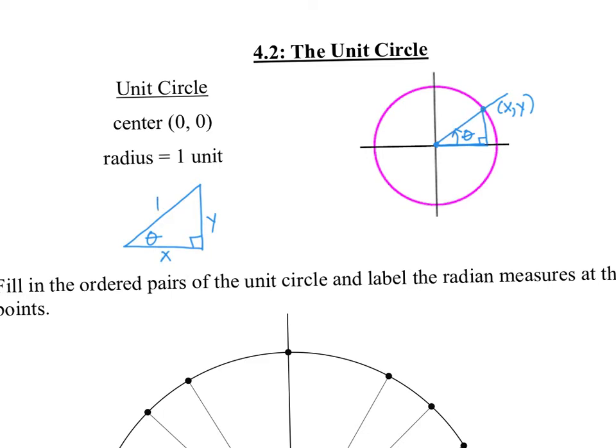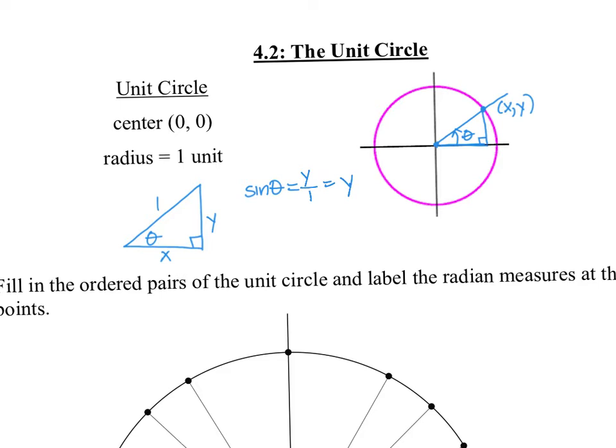If you remember your SOHCAHTOA, the sine of theta is the opposite over the hypotenuse. So the opposite is y. The hypotenuse is 1. So the sine is going to be y over 1, which really just simplifies down to y. So the sine of theta is actually just the y coordinate if it's graphed on the unit circle.